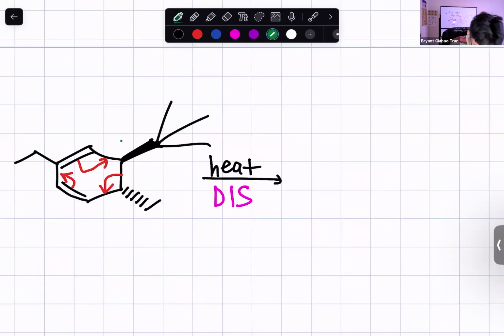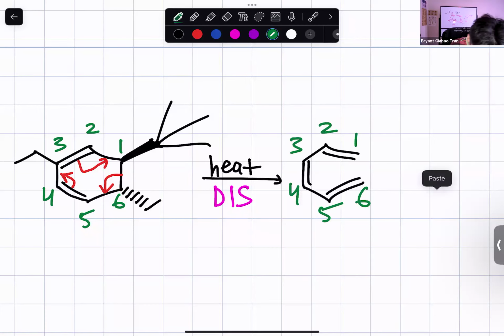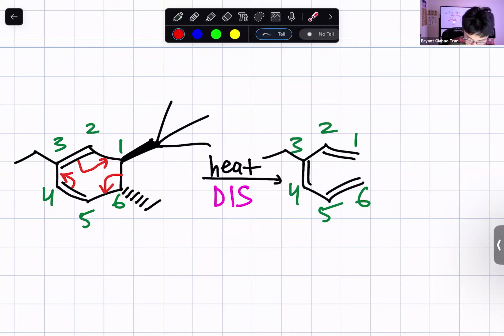I'm going to number my template, my base product 1, 2, 3, 4, 5, 6, which is going to be this 6 carbon base product here. What is this? 1, 2, 3, 4, 5, 6. At carbon 3, this ethyl group stays flat and planar because it stays on an sp2 atom, right? But now this wedged tert-butyl and this dashed methyl group is on an sp2 atom.